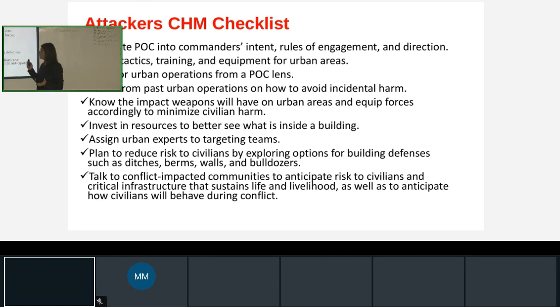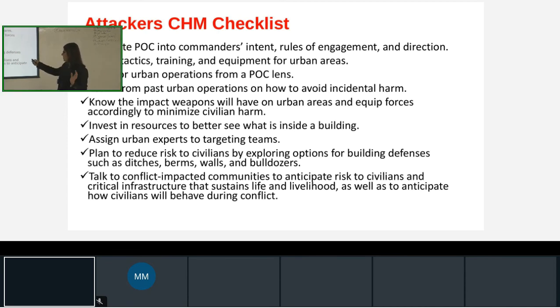I think it's so important to study these past urban operations, and if you can really get access to the kinds of munitions that were used. Today, in that documentary we saw on Manila, it was very open about the munitions used, and you can see what the munitions' effects are. Again, the past can inform a lot how you properly plan, resource, and mitigate. And then, thinking about building defenses, ditches, berms, walls, bulldozers are very useful.